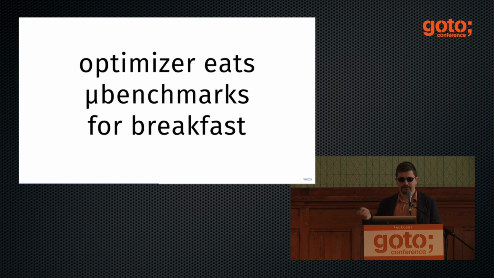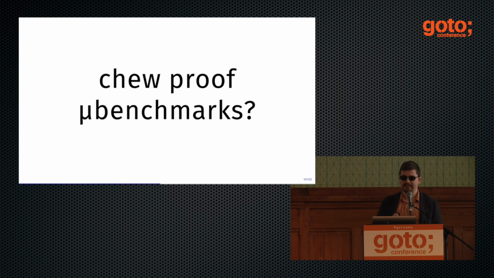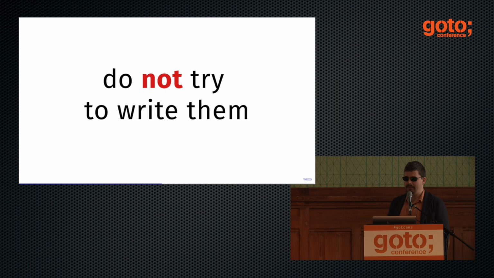So what you should have figured out from this small intro is that optimizers eat micro benchmarks for breakfast and for lunch and dinner, and in the night they also wake up and eat them. And some people really want to create tough-proof micro benchmarks that the optimizers can't eat. My recommendation is usually to not do that at all. Just find something more useful to do. Fix some bugs in your code.